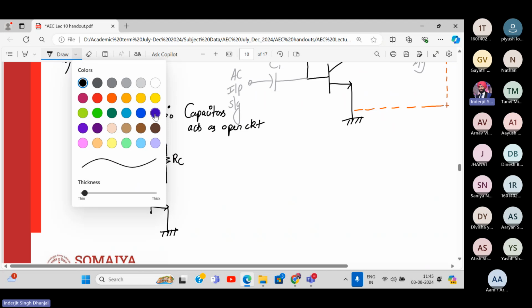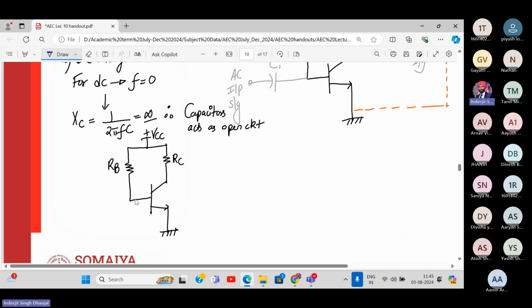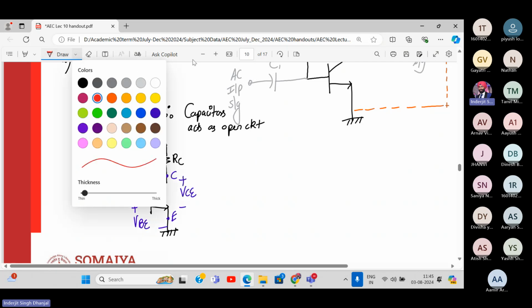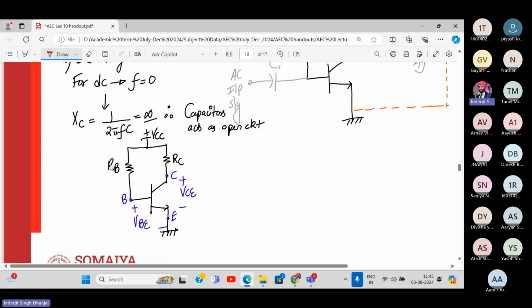Now let me mark terminal voltages. So which are my terminals over here? First of all, this is base, this is collector, and this is emitter. So voltage between base and emitter is VBE. Voltage between collector and emitter is VCE. What about the currents flowing? The current flowing over here, okay, this is IB and this is IC. Okay, and this is our fixed bias circuit.